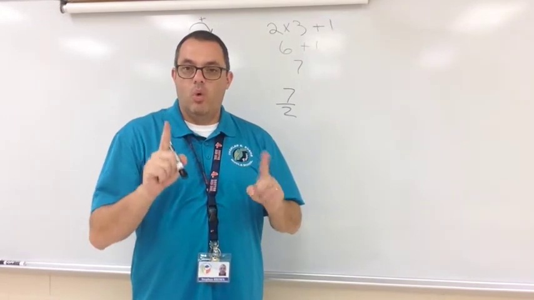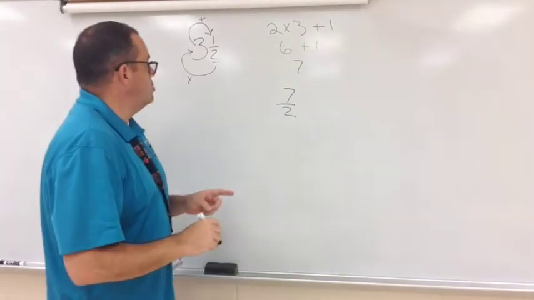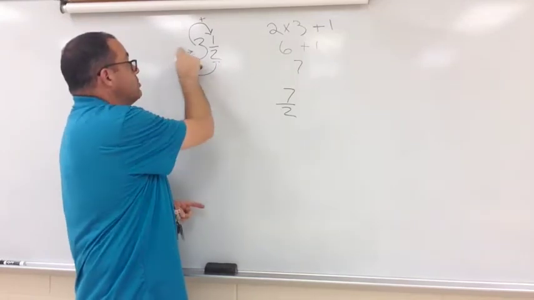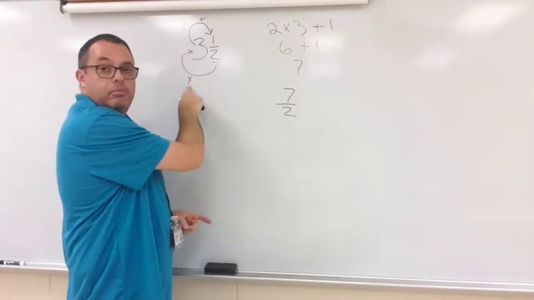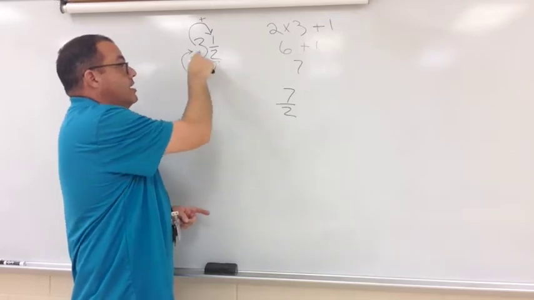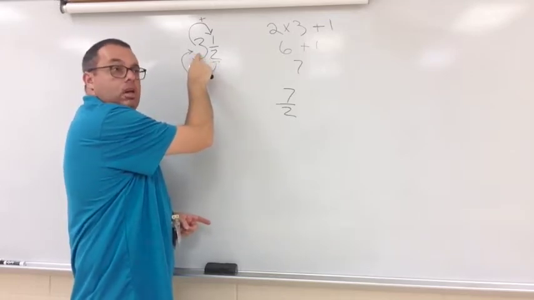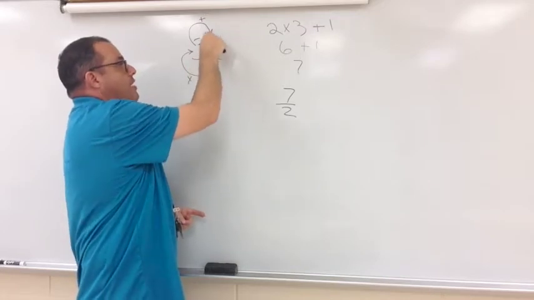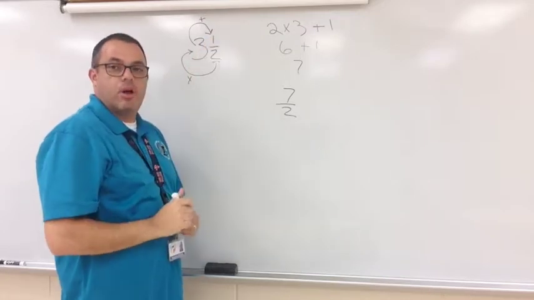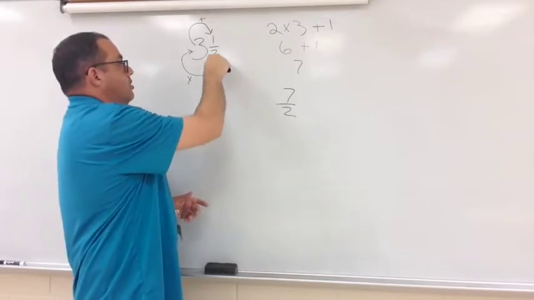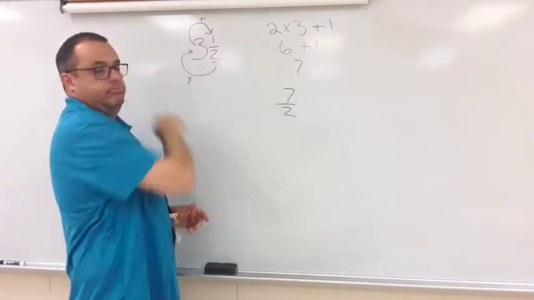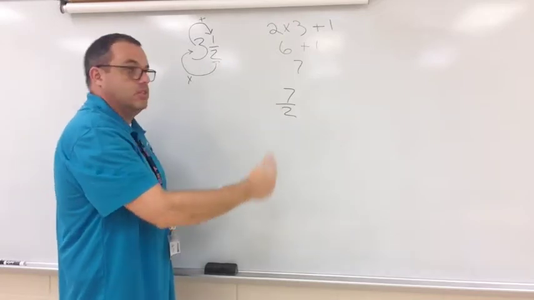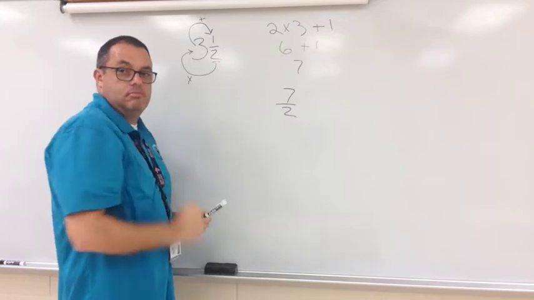So again, what we're going to do is take our denominator and multiply it by the whole number. Okay? Denominator times the whole number, and then to that product we're going to add the numerator. So 2 times 3 plus 1. Okay? So it's multiplication, then addition. That is the process.